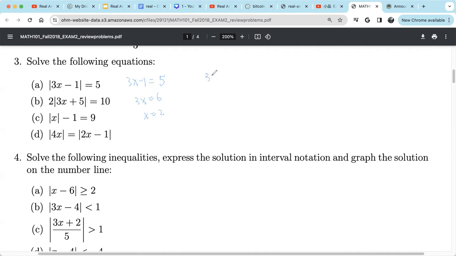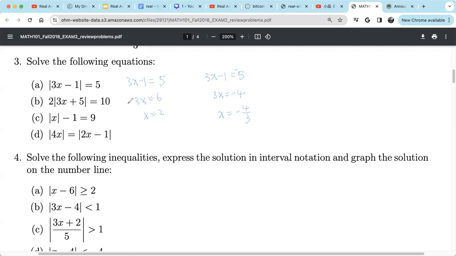Well, second case, 3x minus 1 is negative 5, because the absolute value of negative 5 is positive 5. So we add 1 on both sides, we get 3x equals negative 4. So x equals negative 4 over 3. Two solutions.